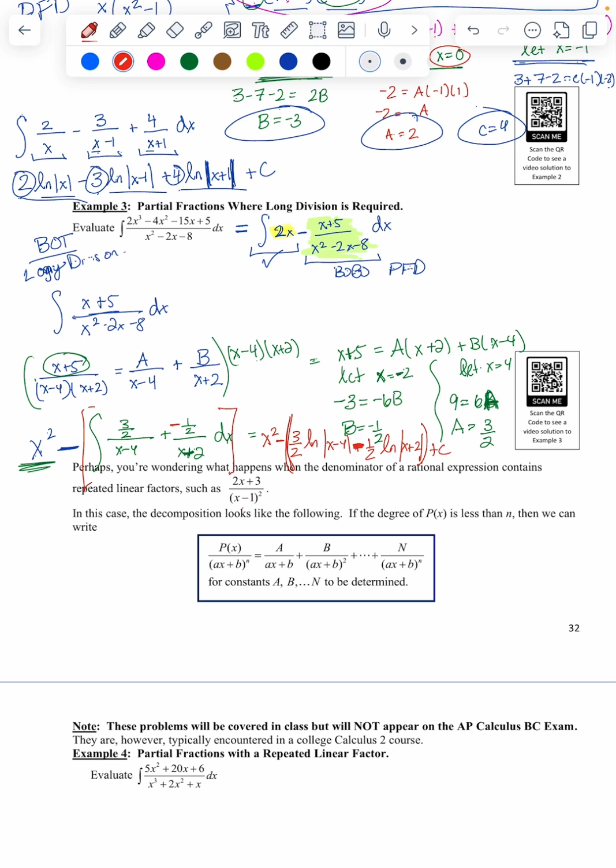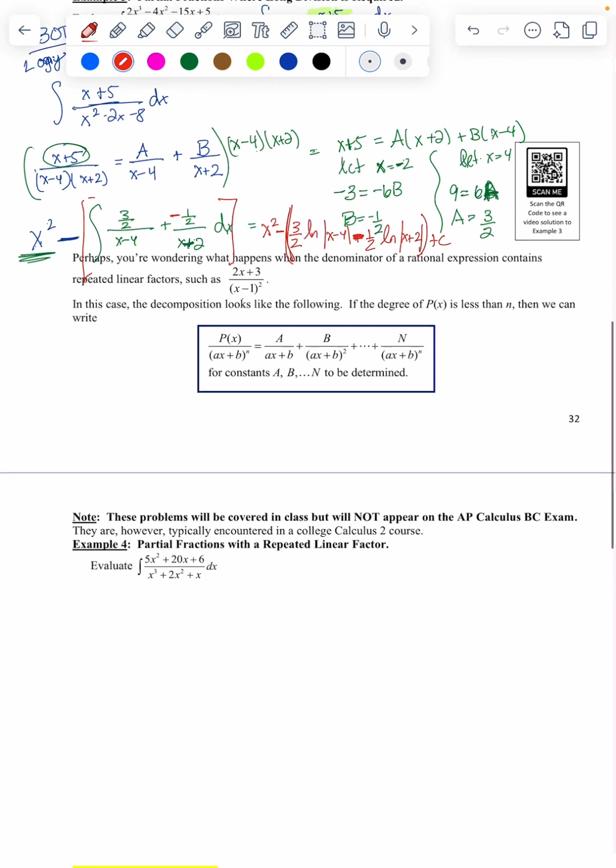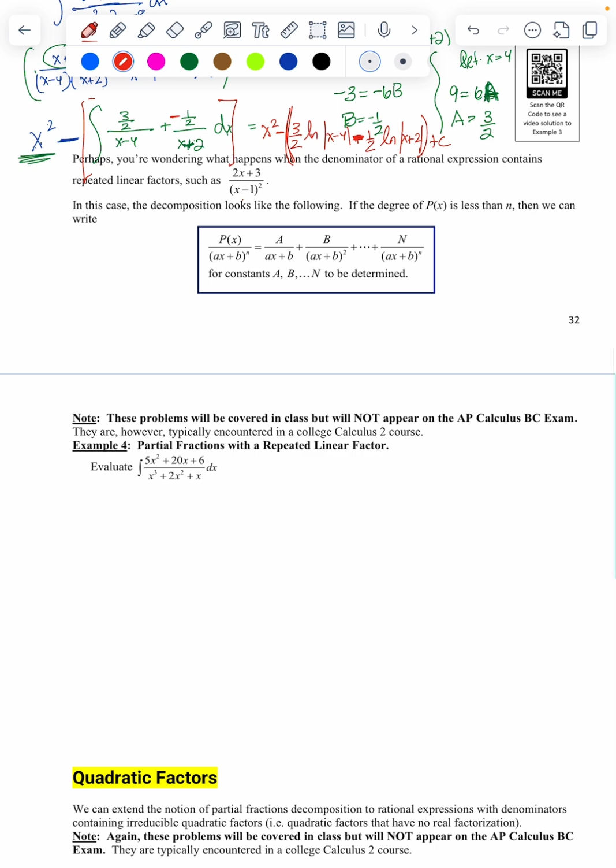The thing with these types of problems is that they are not going to be covered on the AP Calc BC exam. Everything that is covered on the BC exam is just what I did with you in the first two problems. So again, it's a nice to know, not a need to know. For those types of problems, we're not going to worry about it.